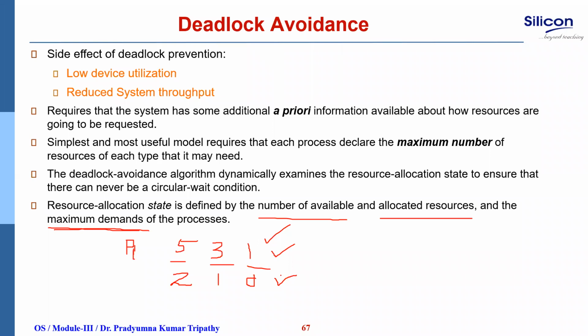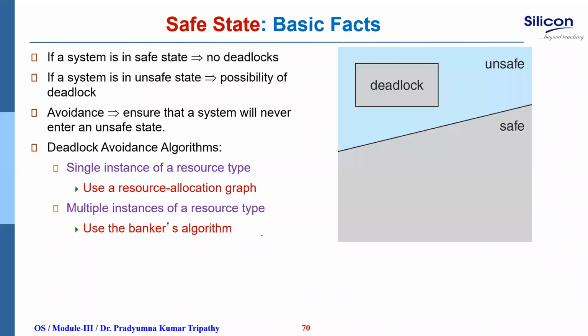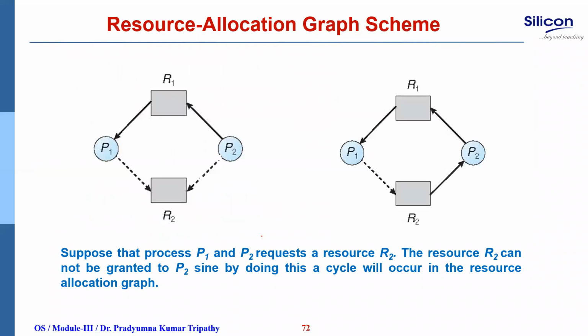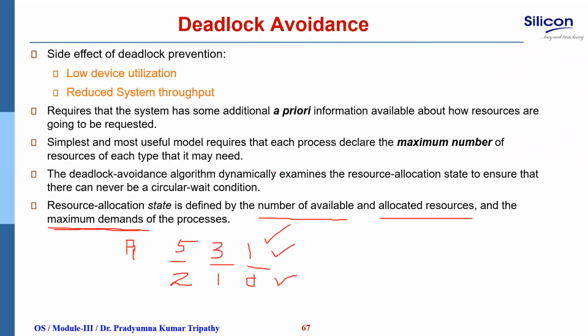Correct? So next class we are going to solve a problem on deadlock. Actually, the deadlock avoidance problem is solved by the banker's algorithm. We'll go for solving that. So this is all for today's class.